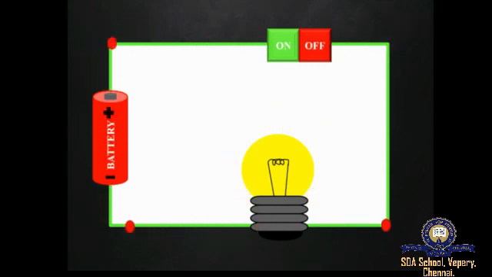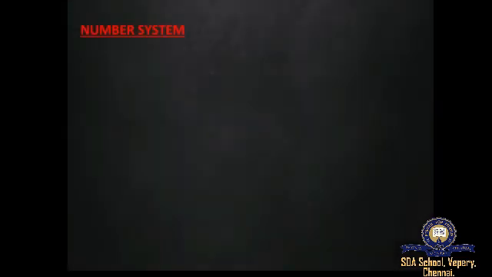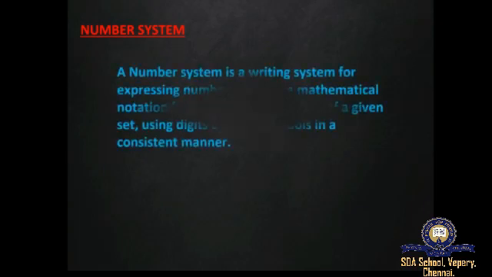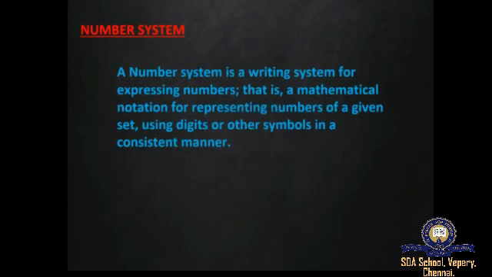Now we are going to see what is a number system. A number system is a writing system for expressing numbers, that is, a mathematical notation for representing numbers of a given set using digits or other symbols in a consistent manner.